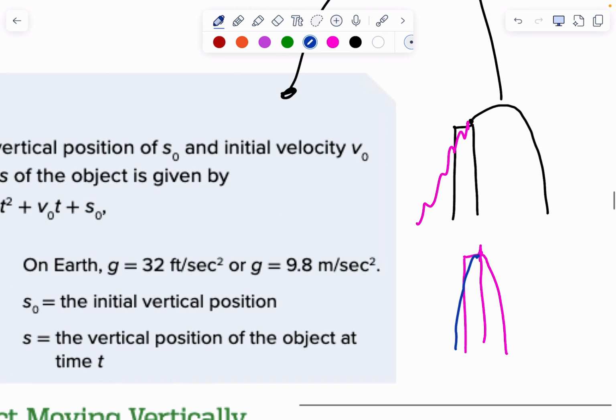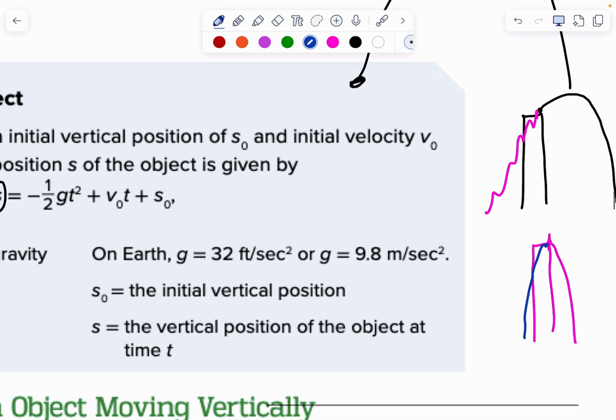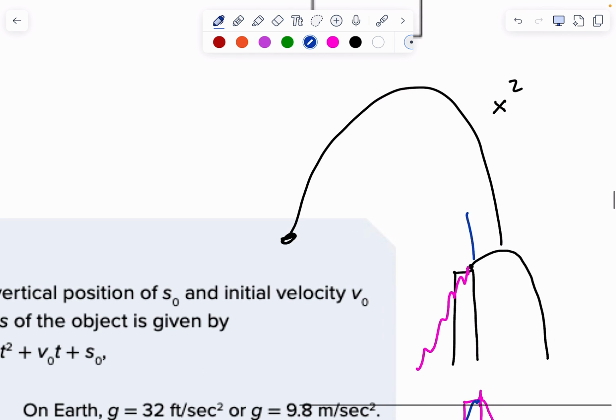Yes, sir? Also, depending on your frame of reference, you can't have negative numbers. Correct. Yes. So like this would be the y-axis, and you would be going back negative to figure out where it would intercept the other side. So yeah, you're right. Okay.